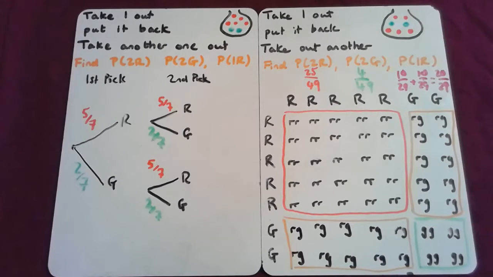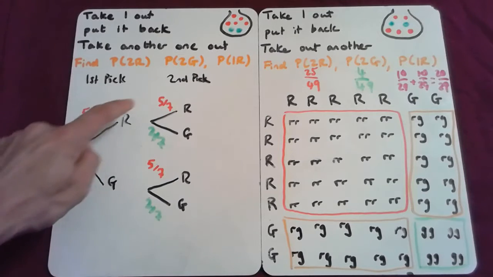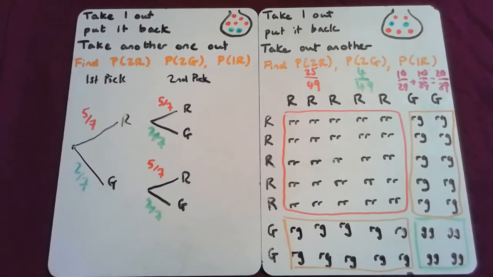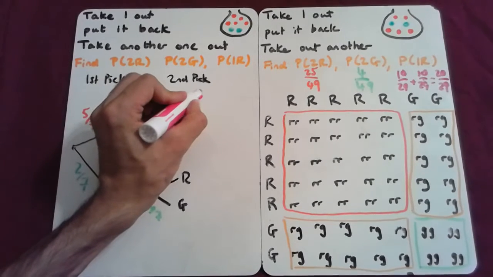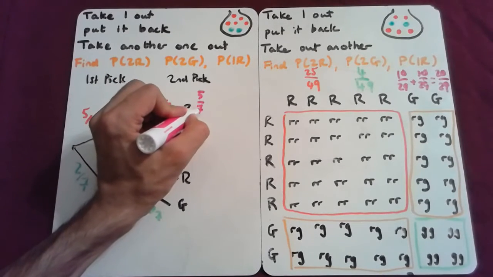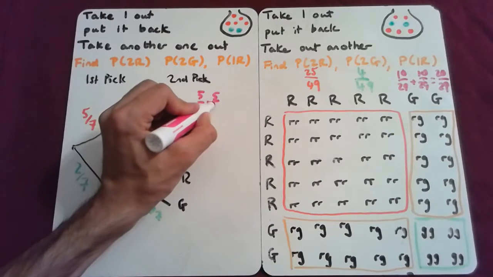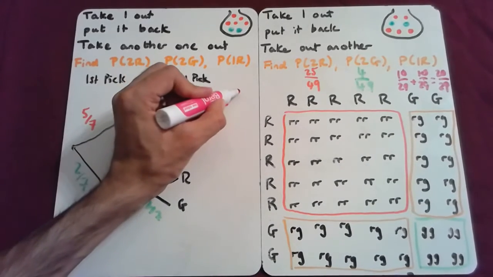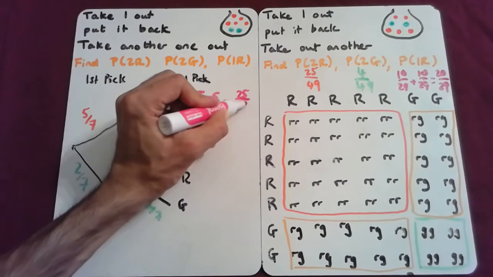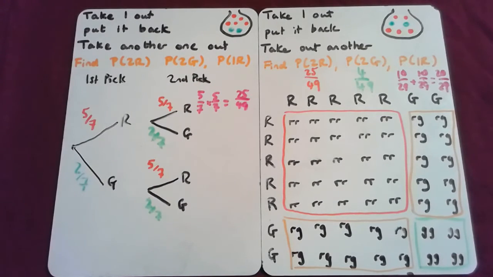Now you might be able to see that actually if you multiply 5/7 by 5/7, you get 25 out of 49. And this is how tree diagrams work. You multiply successive probabilities along your branch to work out your final probability. So 5/7 times 5/7 is 25 out of 49. That's the probability of getting 2 reds.